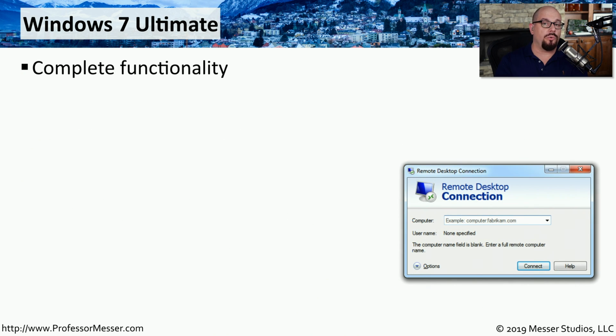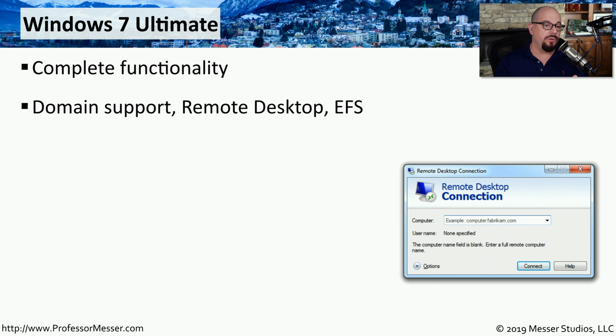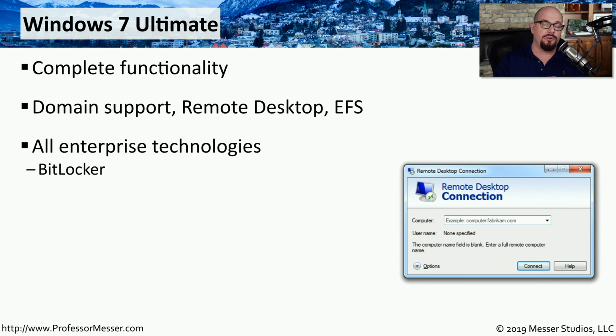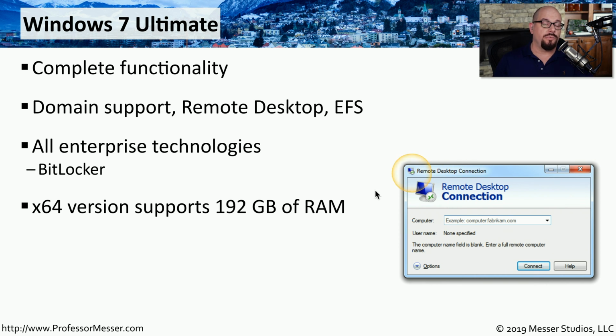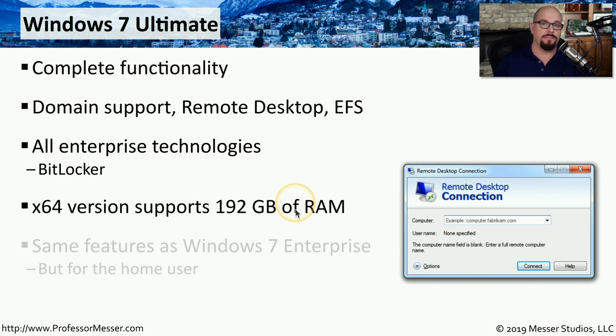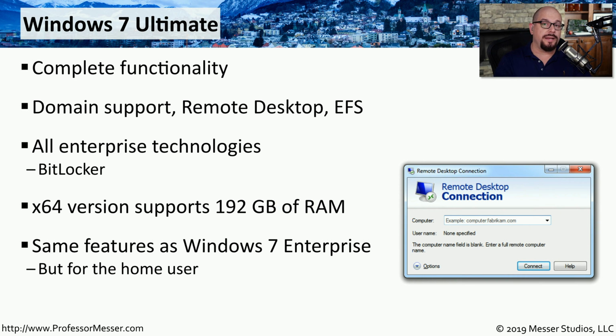If you wanted to use a Windows 7 version at home that was fully featured, then you're probably going to run Windows 7 Ultimate. This version included domain support, remote desktop, encrypting file system, and full disk encryption with BitLocker. This version of Windows 7 is also available as a 64-bit version and supports up to 192 gigabytes of memory. In many ways, Windows 7 Ultimate has the same functionality as the Windows 7 Enterprise Edition, except Windows 7 Ultimate is one that can be purchased and used by the home user.